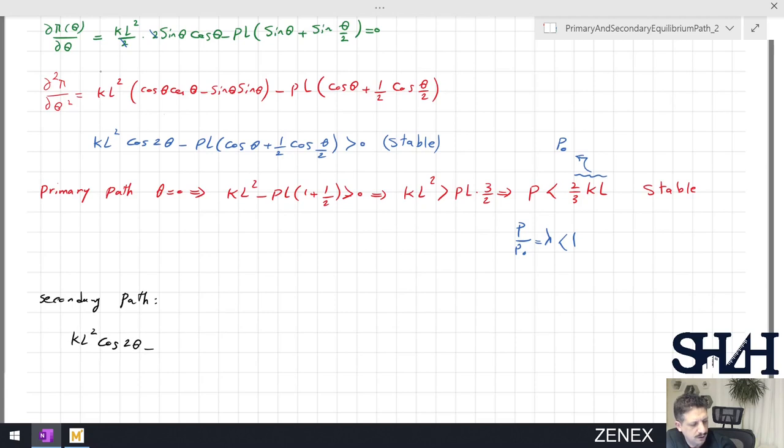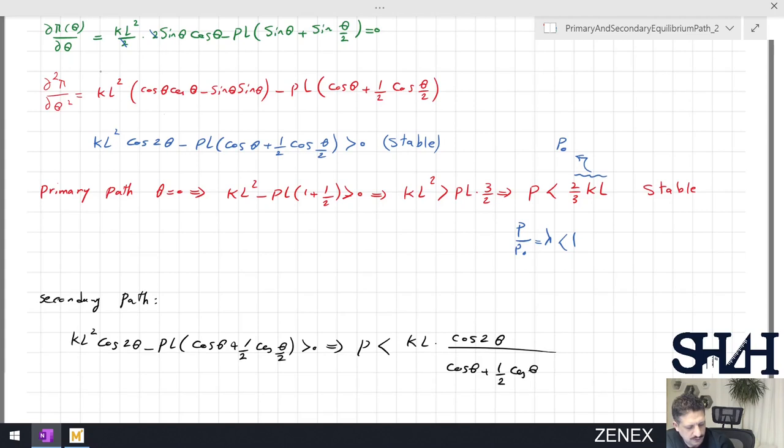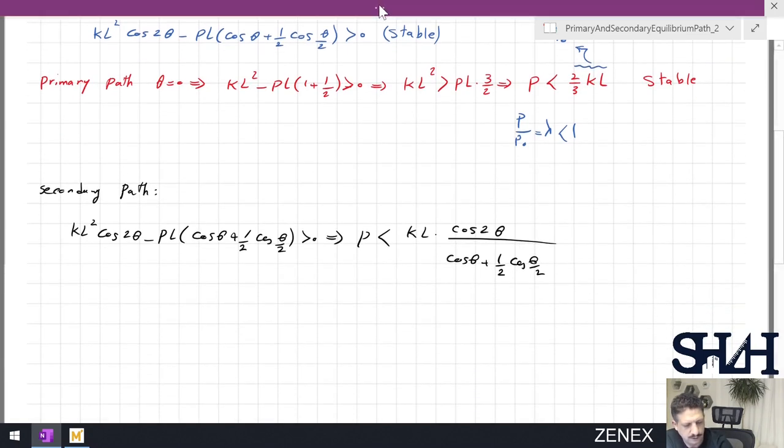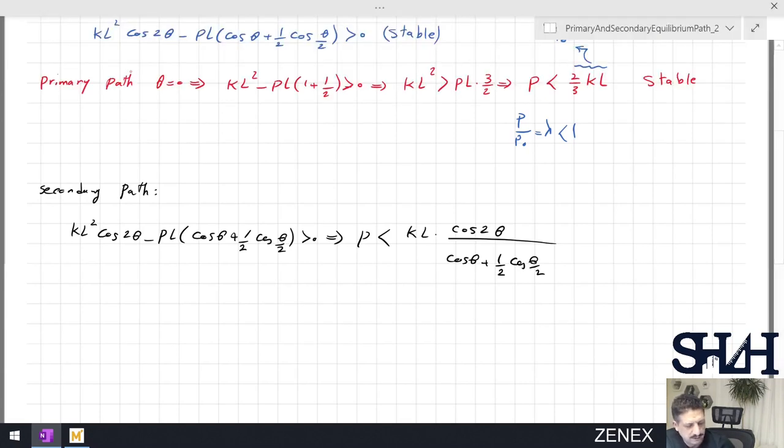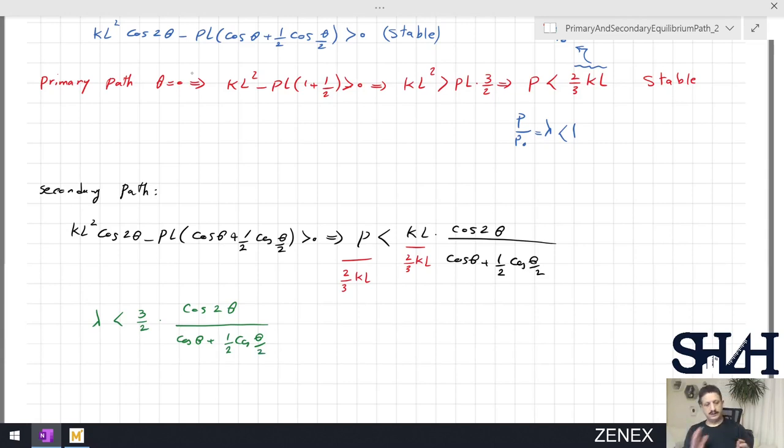For the secondary path, KL² cos 2θ minus PL cos θ plus 1 over 2 cos(θ/2) should be greater than 0. As a result, P should be less than KL times cos 2θ divided by cos θ plus 1 over 2 cos(θ/2). Again, as far as we are looking for a dimensionless value to sketch, I divide both sides by 2/3 KL. So the left side will be lambda and less than 3/2 cos 2θ divided by cos θ plus 1 over 2 cos(θ/2). So in the regions that lambda is less than this function, then it will be stable.